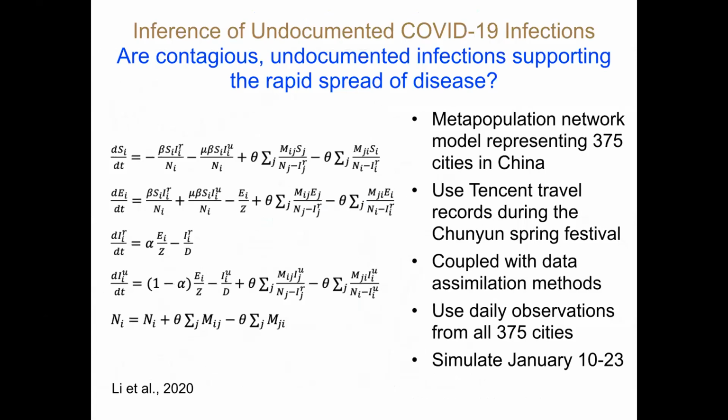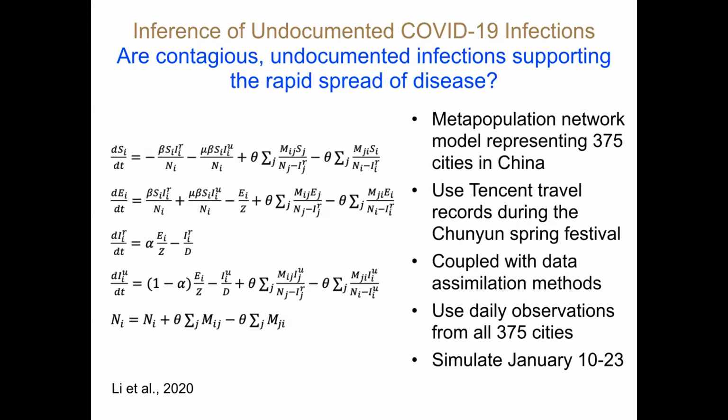We built a metapopulation model, which is a model that represents the transmission dynamics in a compartmental form in different locations, but links those locations up. In this instance, we were representing it in China for 375 cities. We linked the movement between the cities of individuals using location-based service data from Tencent, which has very large penetration into the Chinese market through apps such as QQ and WeChat. We did this during the run-up to the Chunyun Spring Festival.